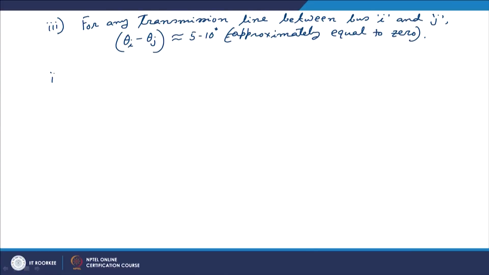According to that, we take that assumption and we say that for any transmission line between bus i and j, the angular difference of the voltages between two terminals is approximately equal to 0. Approximately, it is not equal to 0, it is approximately equal to 0. And the fourth one is in per unit.